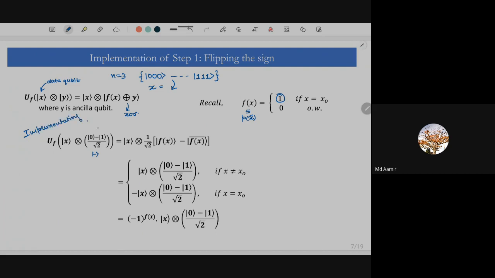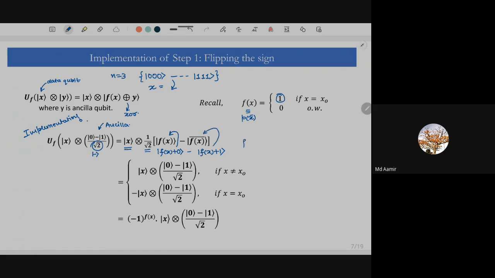So we have the ancilla qubit, and we perform this unitary U_f. So we'll get x, we'll get 1/√2, this factor, and then 0 here. So this will be f of x plus 0, and this will be f of x plus 1. So f of x plus 0 is just f of x, and f of x plus 1 is f of x bar. So whatever we get, we just flip the sign.